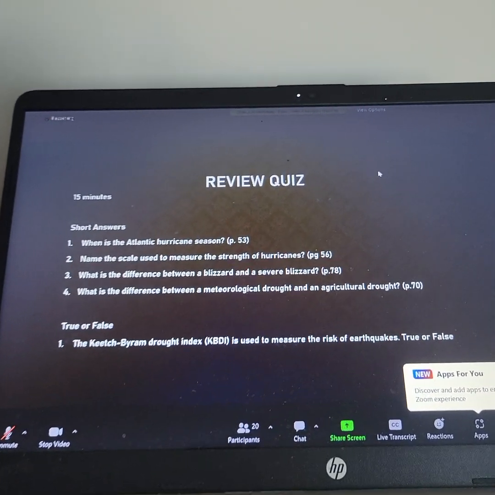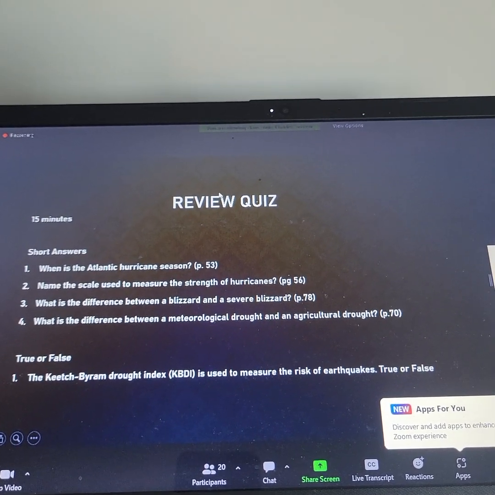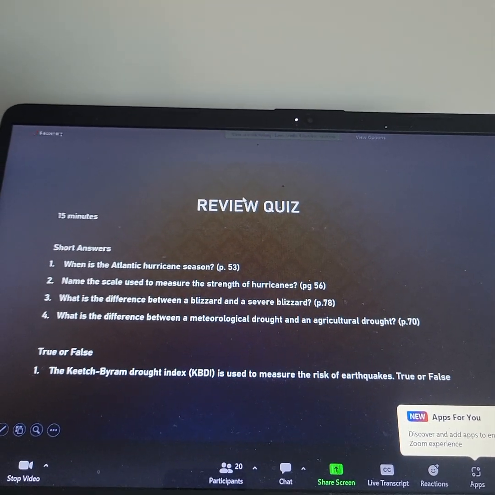All right, true or false? First one, true or false? KBDI is used to measure the risk of earthquakes. True or false? False, sir. All right, here's a hint. There's the word drought in there. That might give it away, right? So not earthquakes.